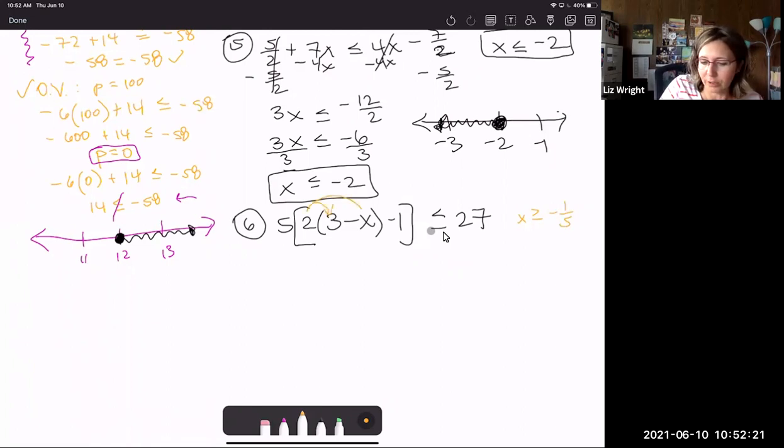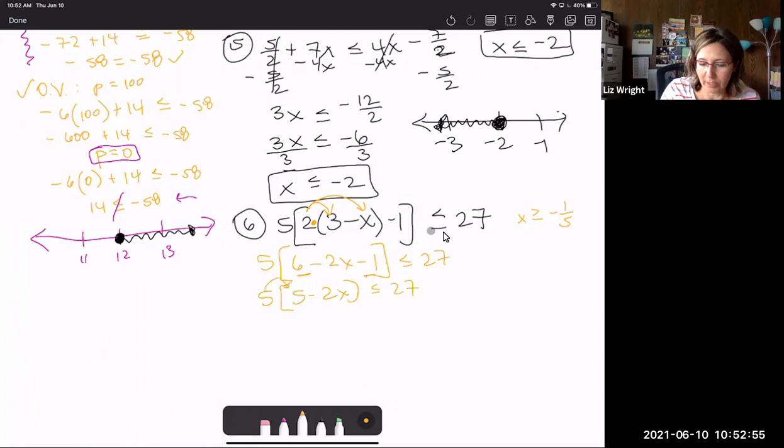All right, so let's distribute. Then we've got 5 on the outside. We're going to have 6 minus 2x minus 1. Again, all of these steps that I'm doing, I'm following order of operations. I'm going with the inside set of grouping symbols. I want to clear this multiplication right here. So I'm going to clear my parentheses. And now I'm going to simplify inside my bracket. And so now I've got 5 times this quantity of 6 minus 1 is going to give me 5 minus 2x.